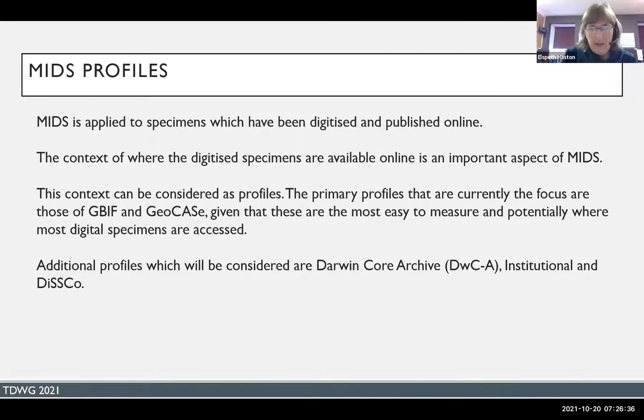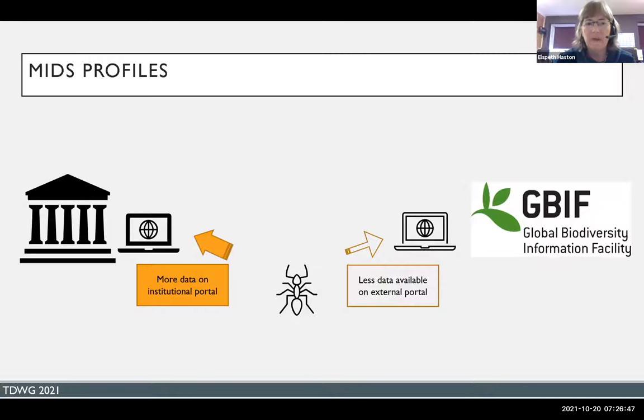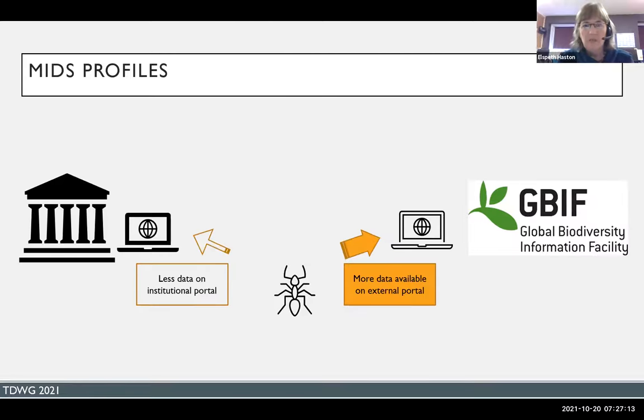So I think that's a really important point, though, is the context of where the specimens have been published and where they are available, because essentially what you might find is that there may be more data for that specimen on an institutional portal, which means that specimen may achieve MIDS level two, for example, on the institutional portal. And there may be less data available on the external portal, such as GBIF, and it may just achieve MIDS level one there. So the context or the profile is going to be really important.